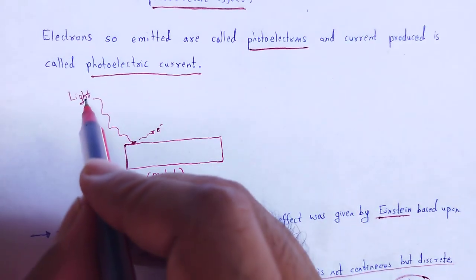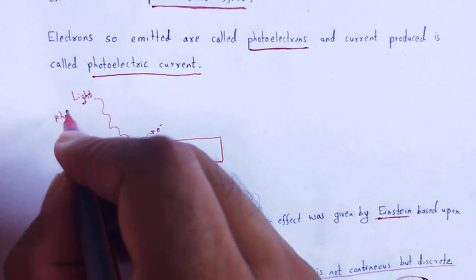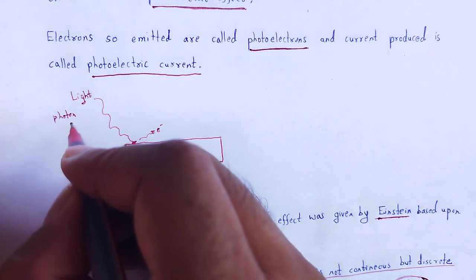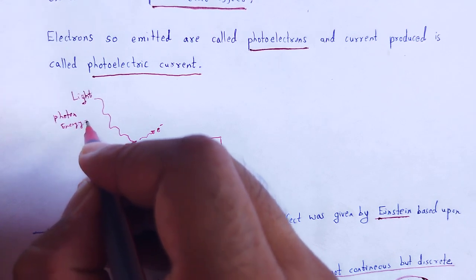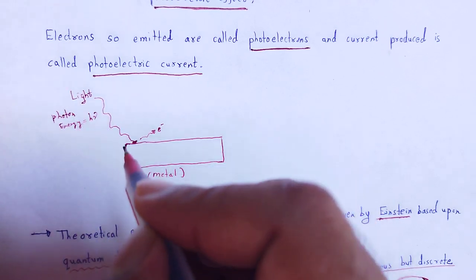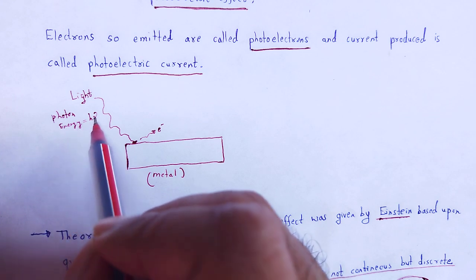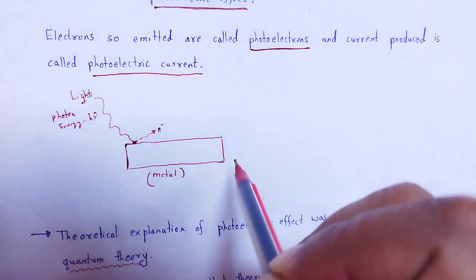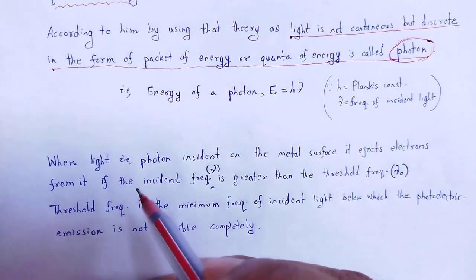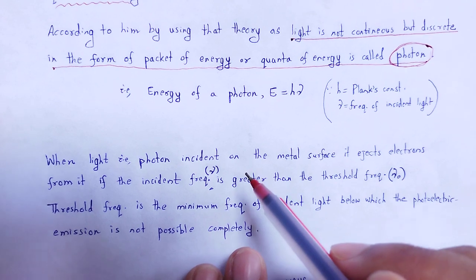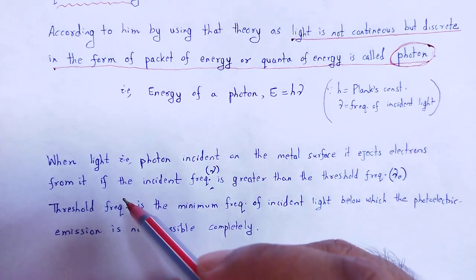So here light is nothing but photons, and each photon has the energy h nu, meaning h nu amount of energy is incident on the metal. When light, that is a photon, is incident on the metal surface, it ejects electrons from it.